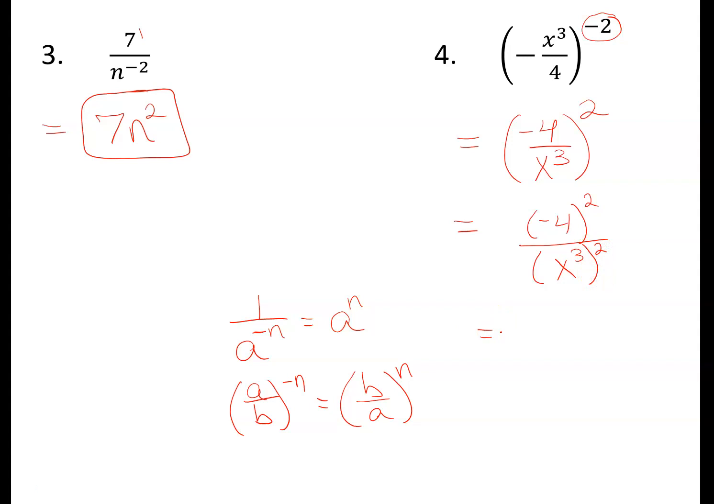So now on top, we go ahead and calculate -4 times -4, positive 16. And on the bottom, we use the rule that says when you have a power to another power, you multiply those powers, which would be then x to the 6th power. And that is the final answer for number 4.